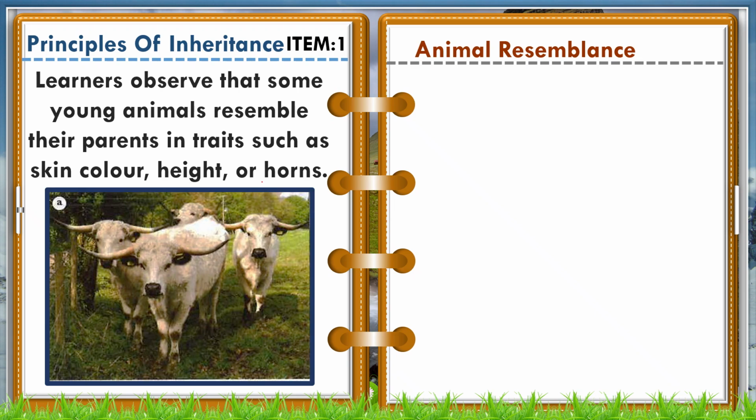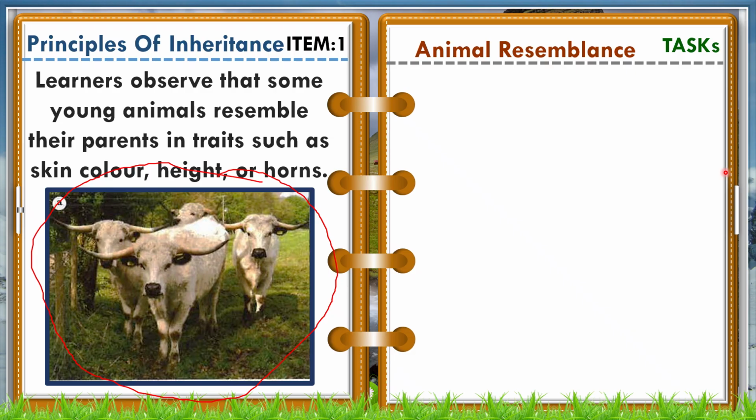So we have our diagram here, and you can see these animals. Some may be young ones, some may be parents. But when you look at the young ones, all of them, they resemble their parents in traits, skin color, height, and also the types of horns they have.